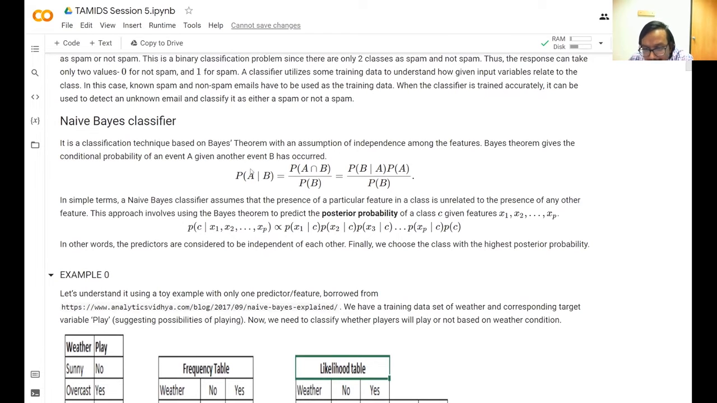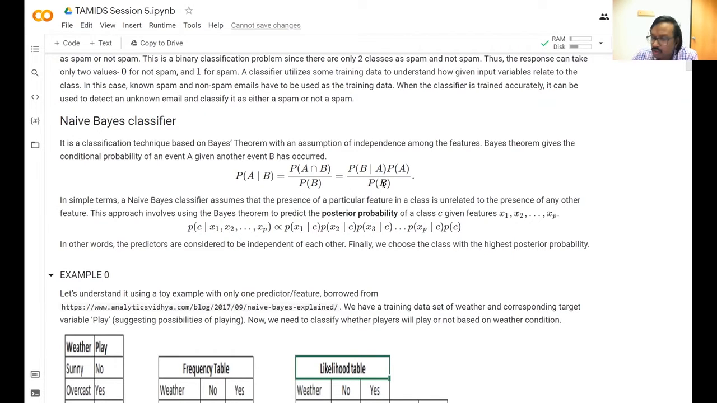So if I use this formula here, the probability of C, where C is a fixed class, for example spam, given the different email features, can be written as the probability of the features given the class times the probability of the class, divided by the probability of the features.